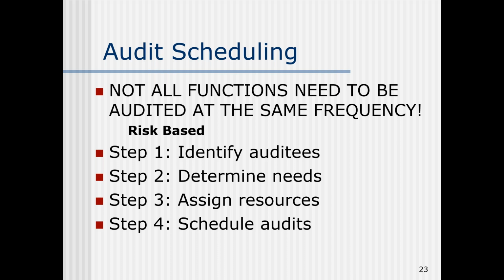So the audit program manager needs to define how often different things are audited. Who are the auditees for those activities? What resources do you need in order to fulfill that? And then getting the individual schedules prepared and submitted.